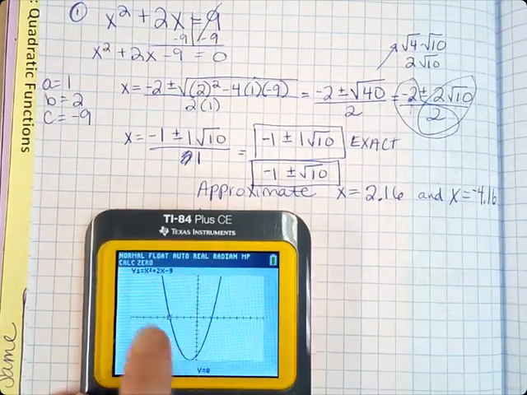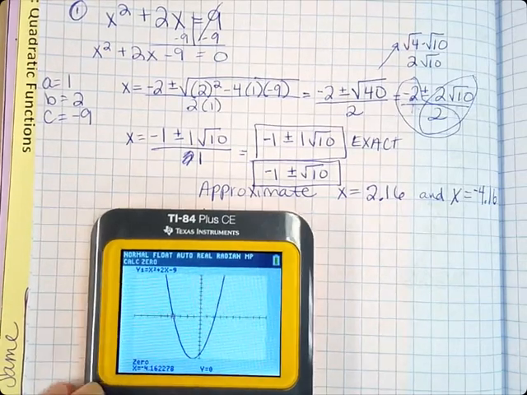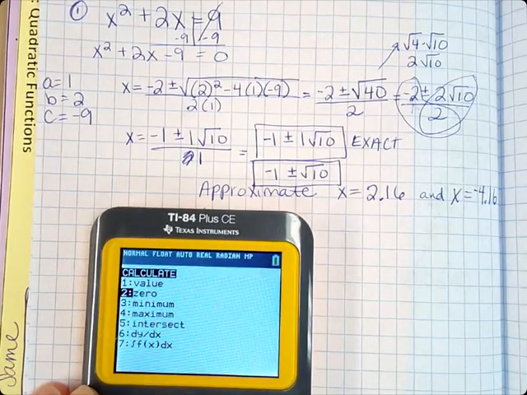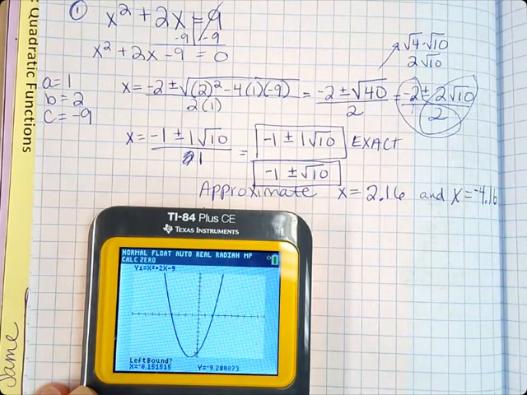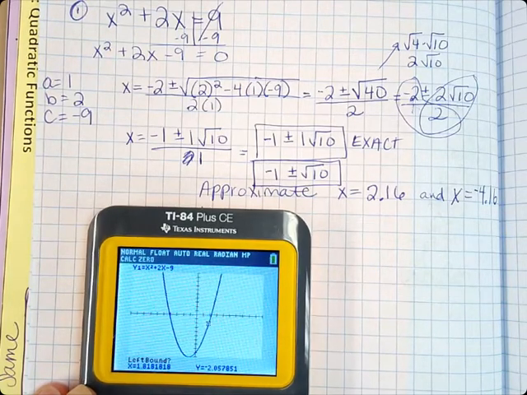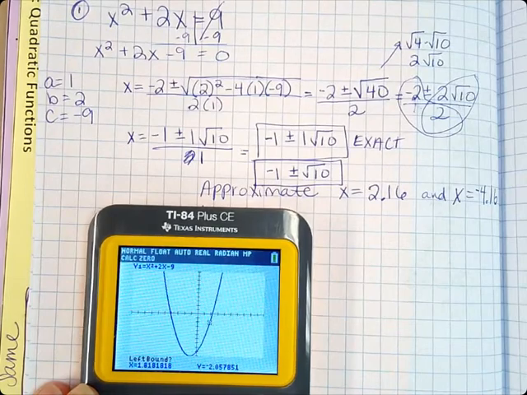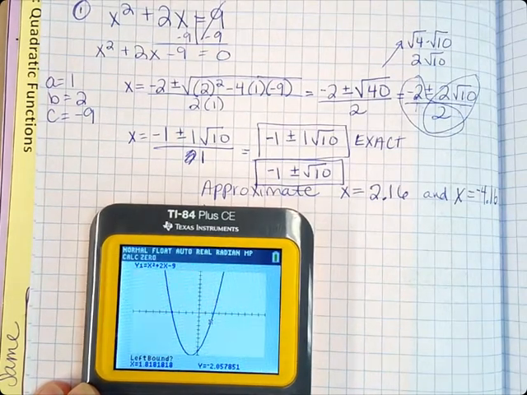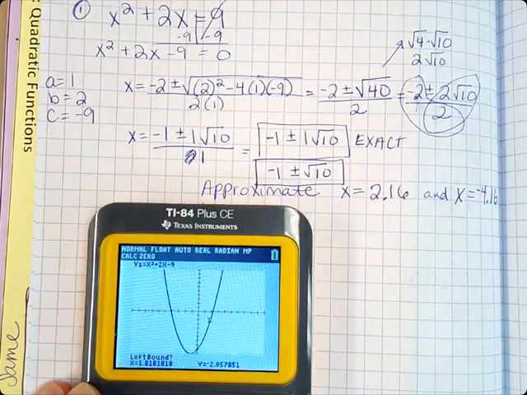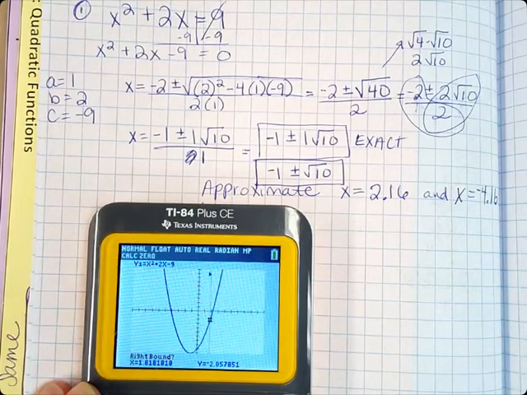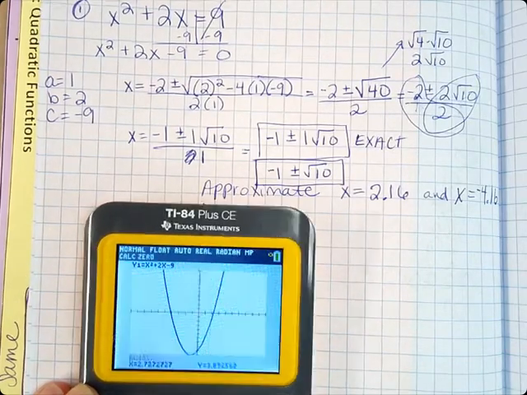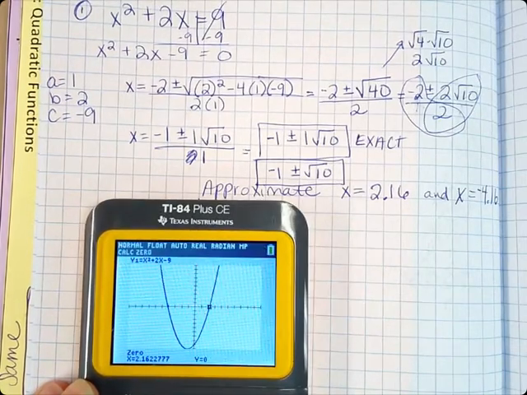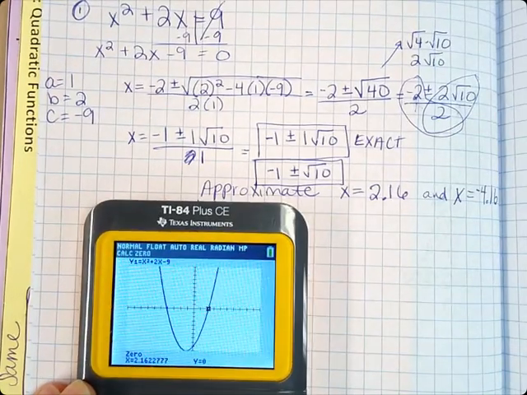So now we go over to the other side. So let's do second trace again. Go to 0. Go over to the other 0. We want to be to the left of it. So whenever you're on this side, to the left of it is actually below it. Push enter. Then go to your right of it. Push enter, guess, enter. 2.16. So that's right.